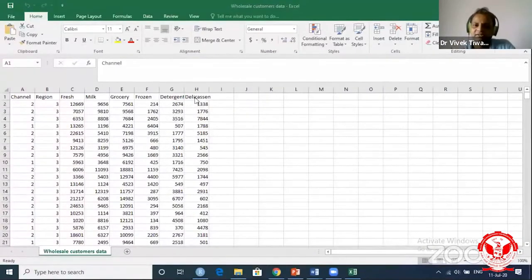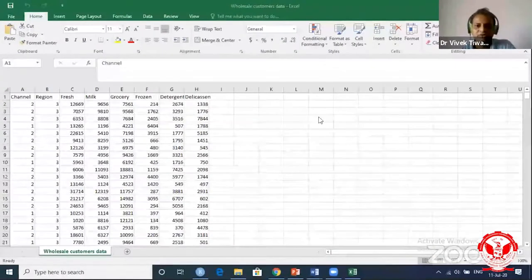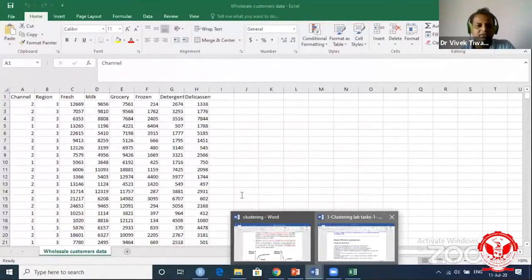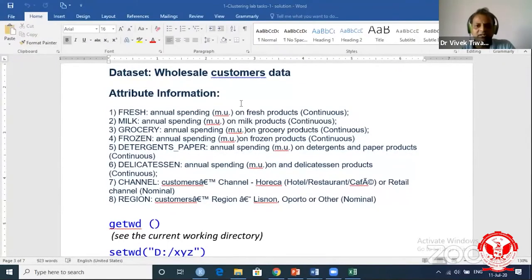I will consider the data set as an input and apply k-means clustering on it to develop the clusters. Let me explain the data set a little more. The first variable represents the annual spending, maybe in rupees, for purchasing fresh products. Suppose I'm Vivek Tiwari, a customer of Big Bazaar. How much money I normally spend purchasing fresh products, that is what this explains.